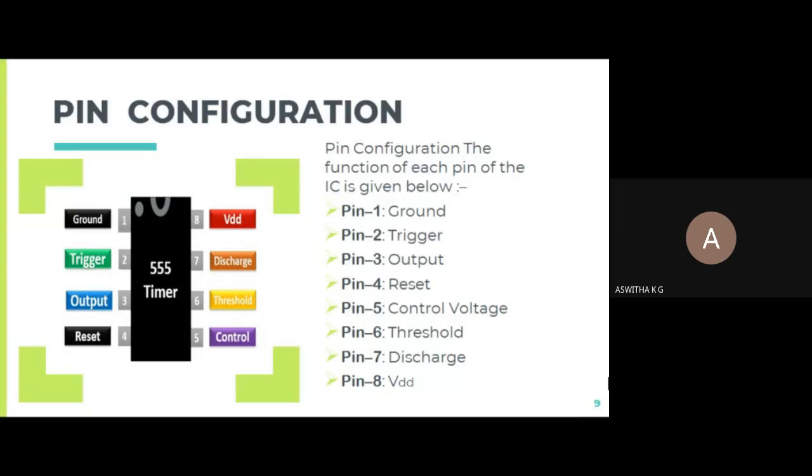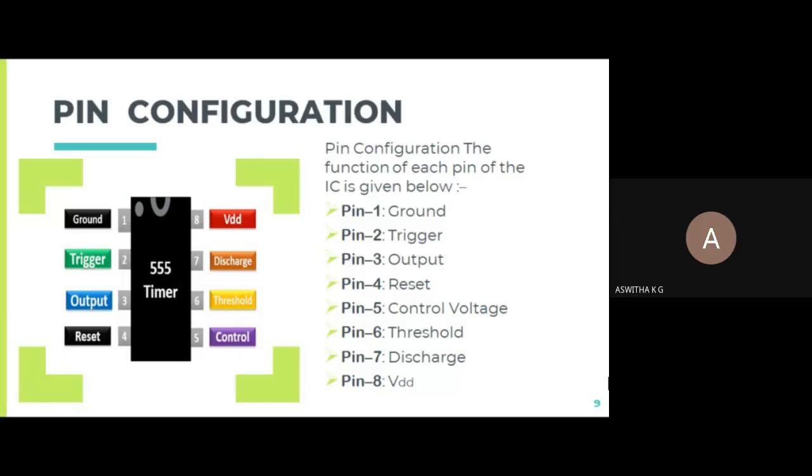Now let us see its pin configuration. Pin 1 is a ground pin. It is directly connected to the negative rail. It should not be connected using a resistor because all the semiconductors inside this IC will heat up due to the stray current accumulating in it.